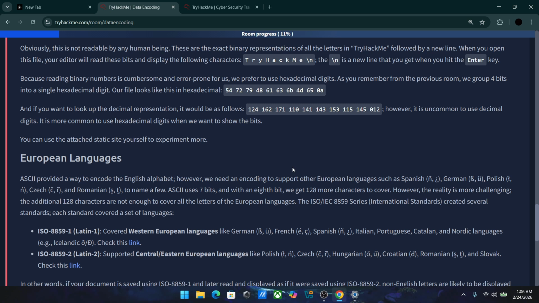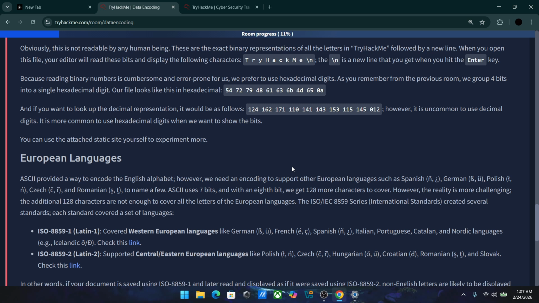Because reading binary numbers is cumbersome, I don't know what the hell is that, and error prone to us, we prefer to use hexadecimal digits, as you remember from the previous room. We group 4 bits into a single hexadecimal digit. Our file looks like this in hexadecimal.